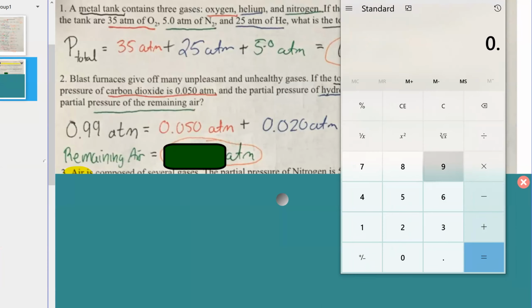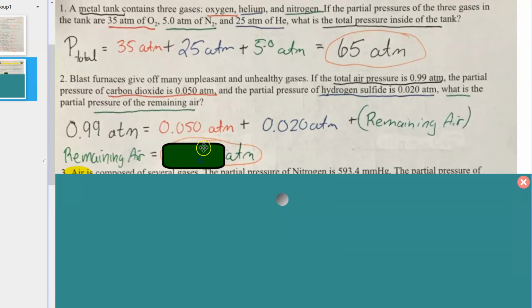We have 0.99. We need to subtract out the 0.050. We need to subtract over the 0.020. We're left with 0.92. Let's see if I agree with. Yep, 0.92 atmospheres. That's the other stuff in there. A bunch of other different types of gases. Don't worry about what they are.